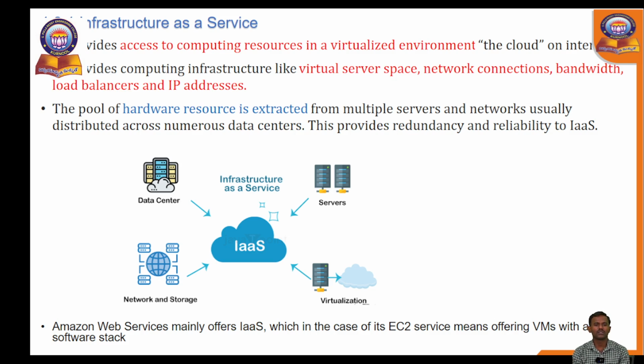Take Amazon Web Services, for example. Amazon Web Services mainly offers infrastructure as a service, which is the case with EC2. Elastic Compute Cloud is an example of an instance. This EC2 service is offered by providing a virtual machine with the available software stack.